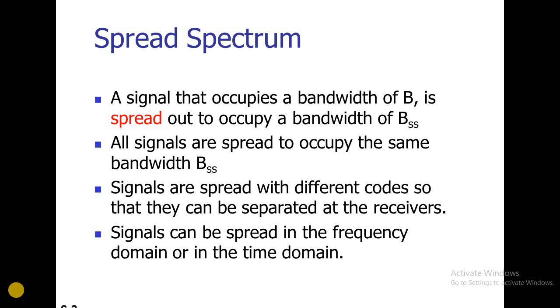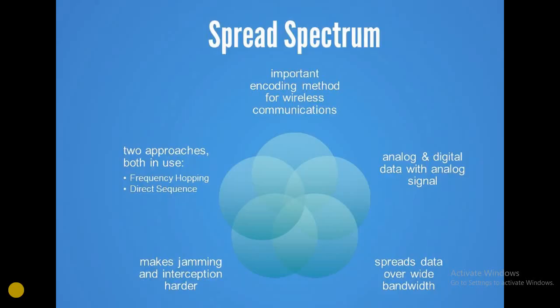Signals are spread with different codes so that they can be separated at the receivers. Signals can be separated in the frequency domain or in the time domain. These are the spread spectrum methods. Two approaches can be used: frequency hopping and direct sequence. It is an encoding method for wireless communication, for analog and digital data with analog signals. It spreads data over a wide bandwidth.